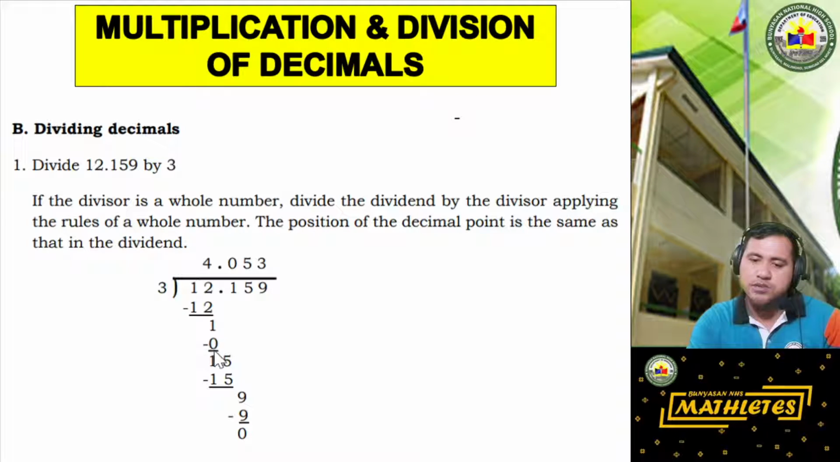5 times 3 is 15. Subtract, that makes 0. Bring down 9. 9 divided by 3 is 3. That 3 needs to be aligned with the 9. So we have 3 times 3 is 9. Subtract, it is 0. Okay, the result is 4.053.